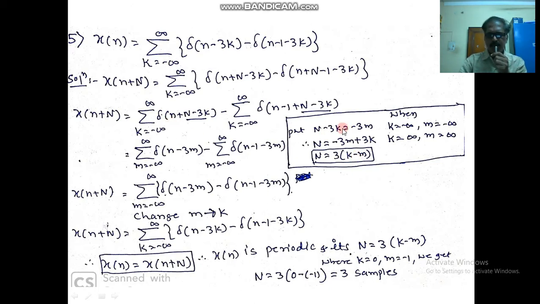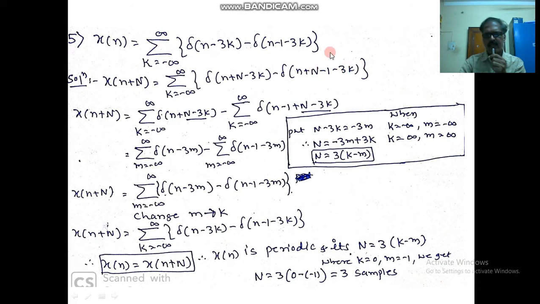So now I am substituting all these values in this equation. As it is, k equals minus infinity to plus infinity of delta of n plus capital N minus 3k, and I substitute n minus 3k as minus 3m. Again in this equation, minus delta of n minus 1 minus 3k, n minus 1 is there here, and capital N minus 3k should be equal to minus 3m.